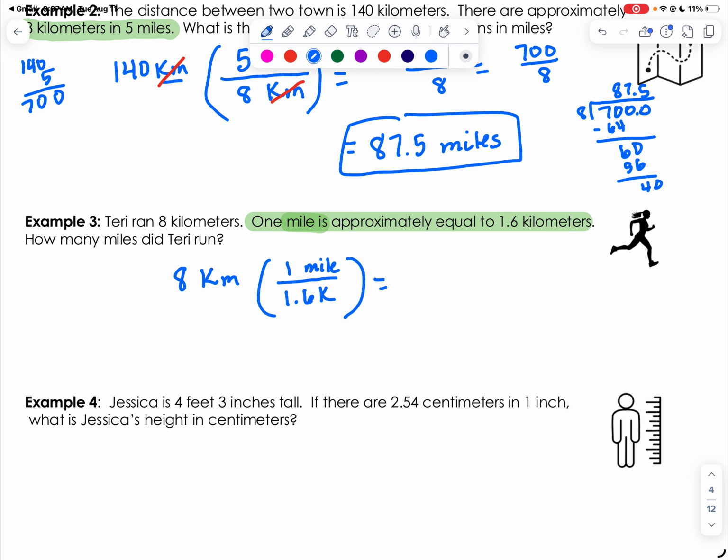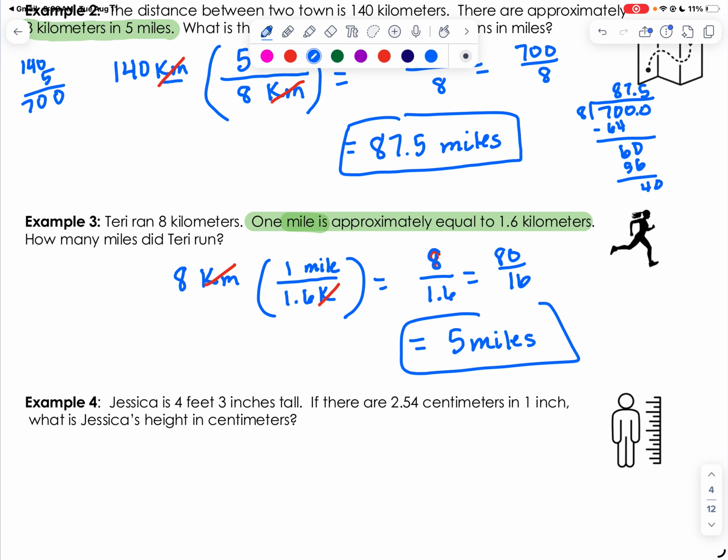So when I multiply this, I can cancel the kilometers, and I get 8 times 1, which is 8, divided by 1.6. Now remember, when we're dividing by decimals, our divisor must be a whole number. So I'm going to multiply those both by 10, and I get 80 divided by 16. Now 80 divided by 16 is 5. So our answer would be 5 miles.